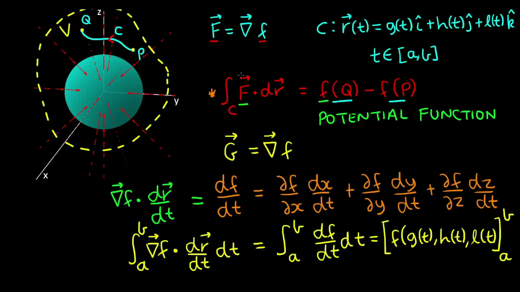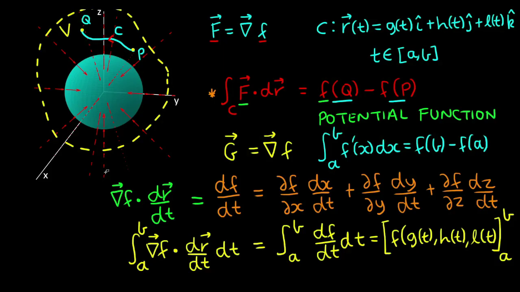And you may recognize that this is the vector calculus analog of the fundamental theorem of calculus. So we have the integral from a to b of the derivative of a function with respect to x is equal to f of b minus f of a.